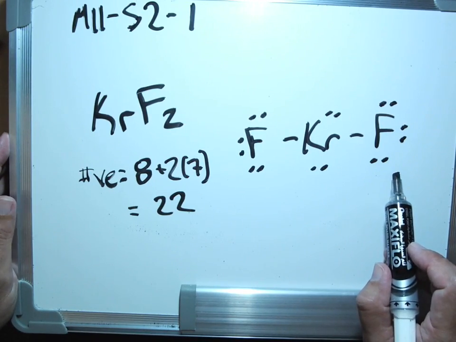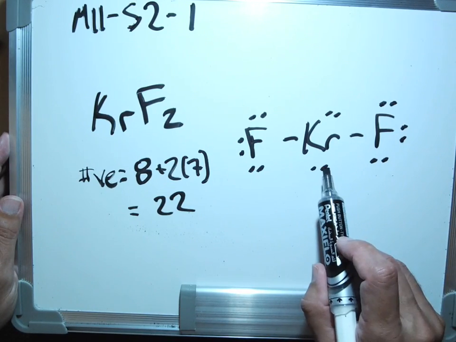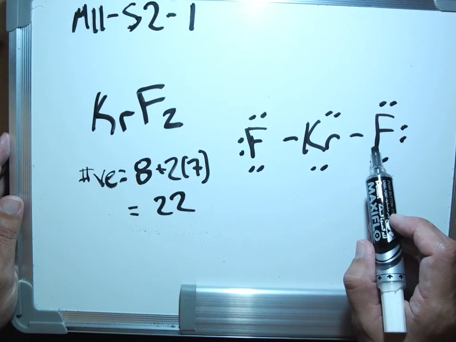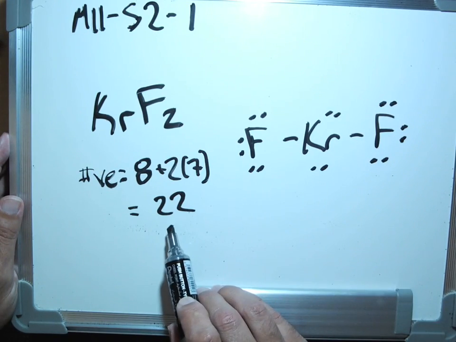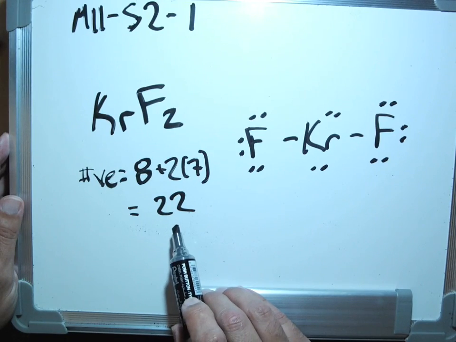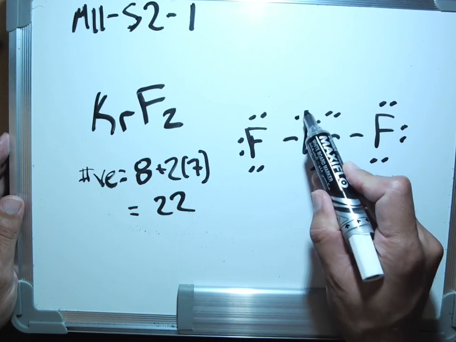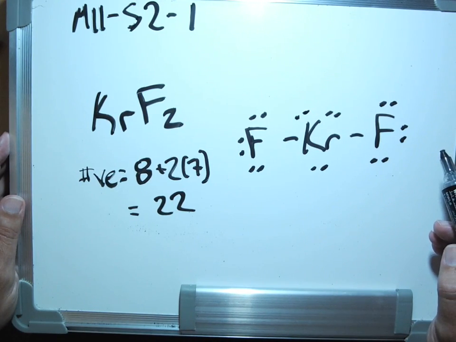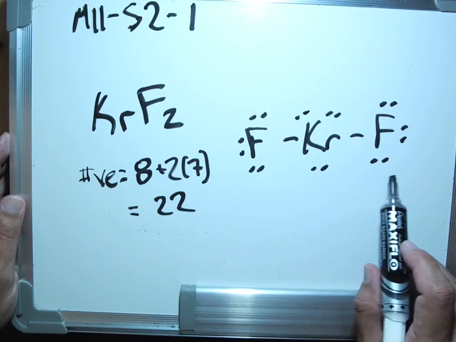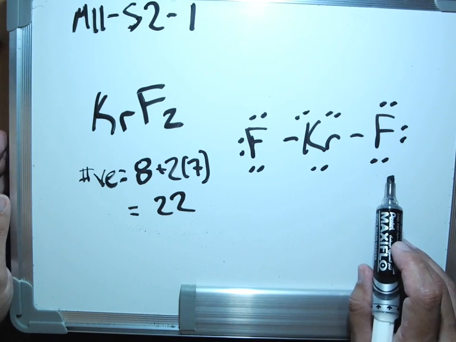We now check to see how many valence electrons we've used. 8, 16, 18, 20. We've used 20 valence electrons. We've satisfied the octet rule, but recognize we had 22 available. We need to use all 22. Every time this case arises, we continue to add lone pairs of electrons to that central element until the required number has been used. This now represents the correct Lewis diagram for krypton difluoride.